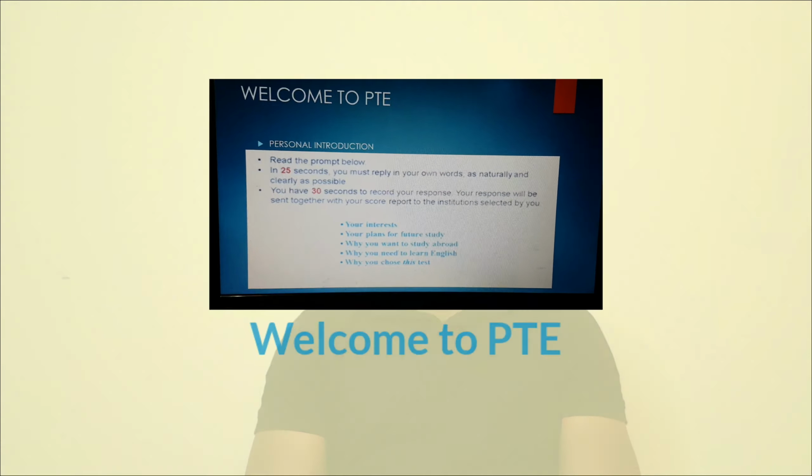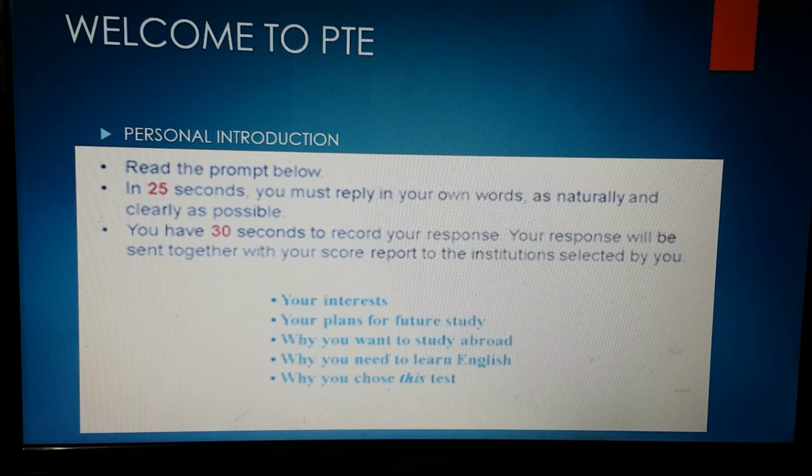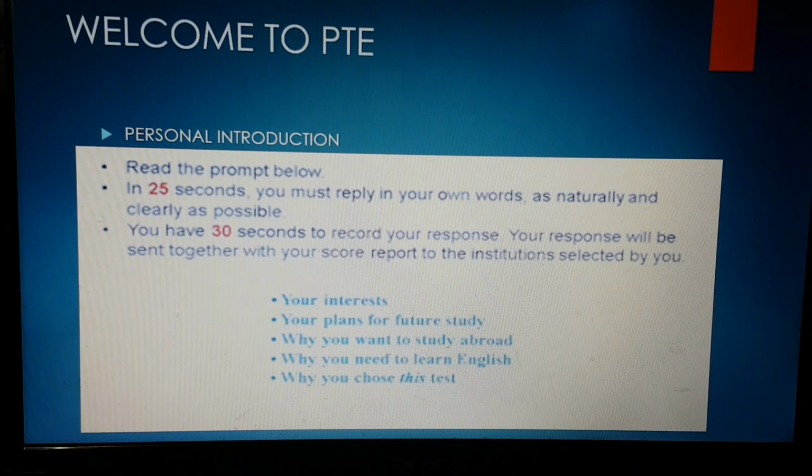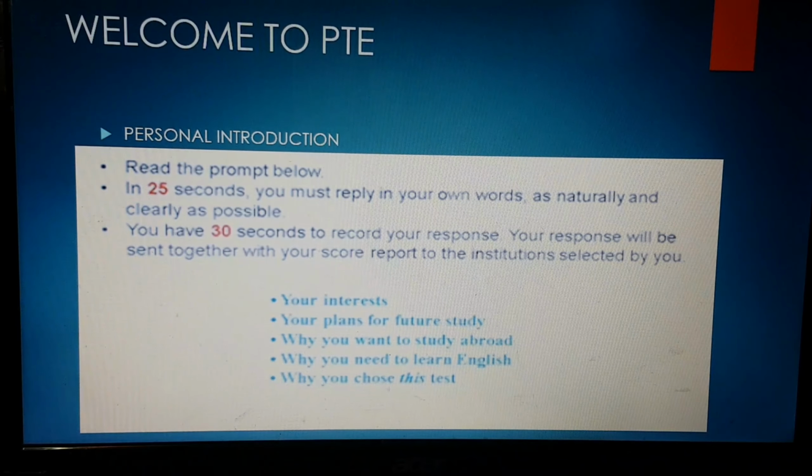Now, getting straight into it, these are the things that I will be talking about. I'll give you a little bit of preamble about PTE in general and the things that you need. All right, welcome to PTE. This is what we'll be covering over the course of the next few weeks, few months, who knows, till whenever I finish it.